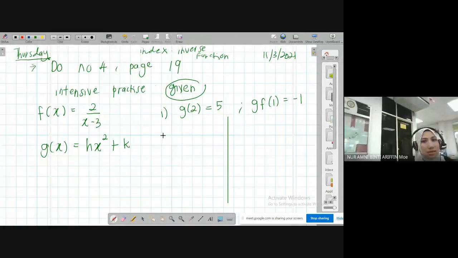Okay, so guys, g(x), you use g(x) equal to hx square plus k for this number. Salin balik, you just ingat balik apa yang kamu belajar sebelum ni. Okay, x, which is 2.